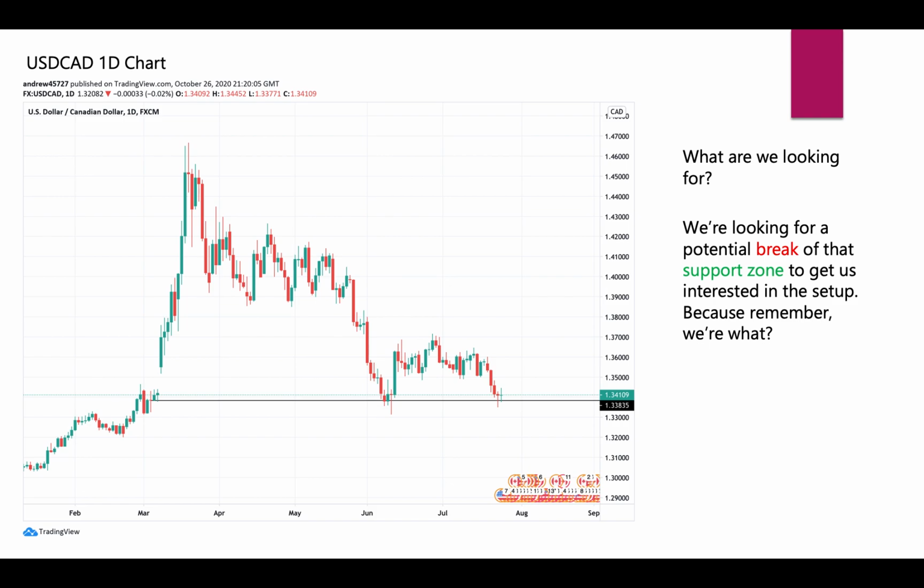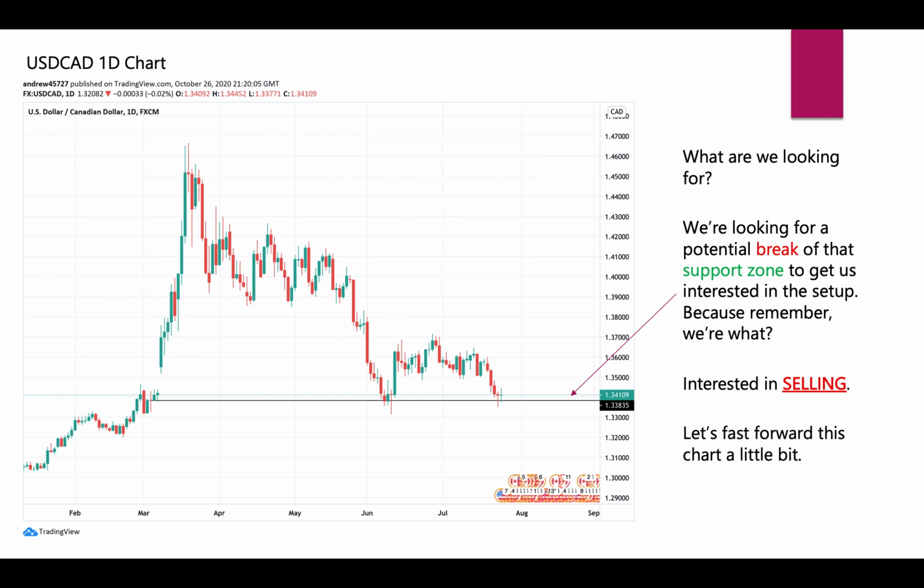All right. So as I said, if this market was bullish and we were looking at maybe a buy, we'd look for a break of a resistance zone, and we'd map out that resistance zone at the top somewhere. So we're looking for a potential break of our support zone here to get us interested in the setup, because remember, what trades are we looking for in this particular setup? We're interested in selling, guys. Remember that. If market's going down, we're interested in sells. Market's going up, we're interested in buys. That's simple. Go with that momentum, because that's where the pips are, and that's where you're most likely to come out of trades with a win.